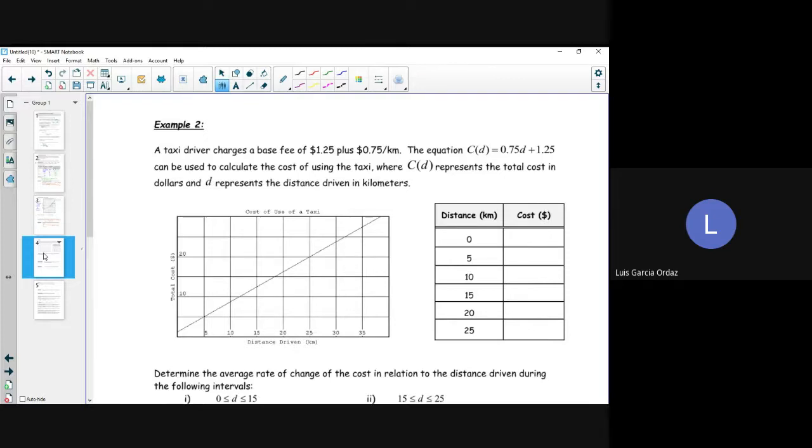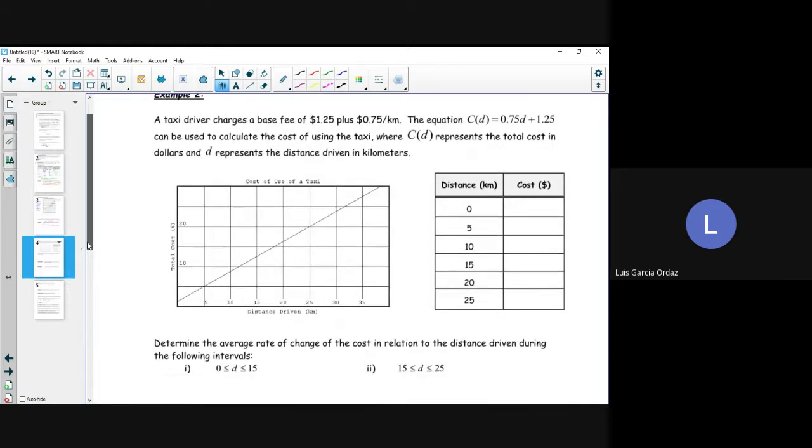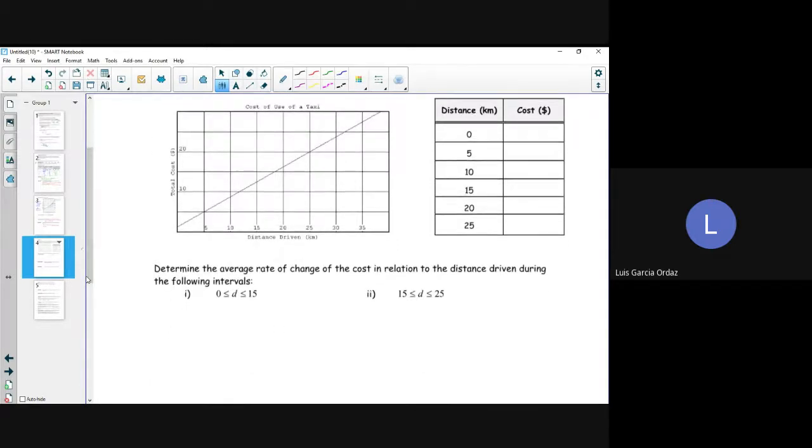So example 2: a taxi driver charges a base fee of $1.25 plus 75 cents per kilometer. The equation C(d) = 0.75d + 1.25 can be used to calculate the cost of using the taxi, where C(d) represents the total cost in dollars and d represents the distance driven in kilometers. Now we have to fill out the table of values on the right-hand side, and calculate the average rate of change for the following distance intervals.